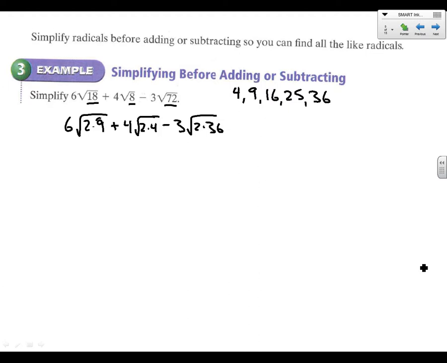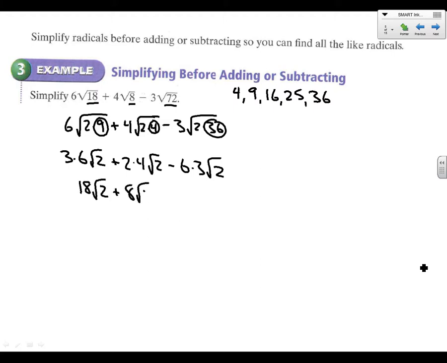So the 9 gets to come out and be a 3. 3 times 6 root 2. The 4 gets to come out and be a 2. The 36 gets to come out and be a 6. Let's clean these up. 3 times 6 is 18 root 2. 8 root 2. 18 root 2.